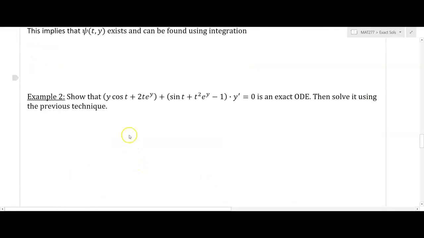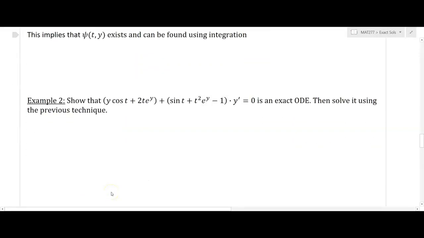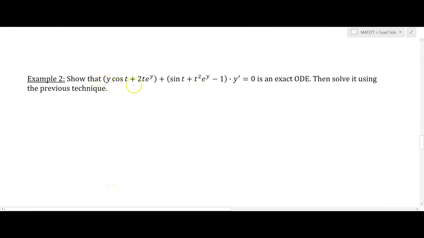Let's go ahead and take a look at another example to kind of iron this out a little bit more. So in this first case, we have y cosine t plus 2t e to the y, that's going to be my N(t,y). And this coefficient, I see that that's in front of y prime, so that looks like I can identify that as M(t,y). And now I have the exact differential equation, no pun intended. We're going to show that it's an exact ODE, and then we're going to solve it using the previous technique.